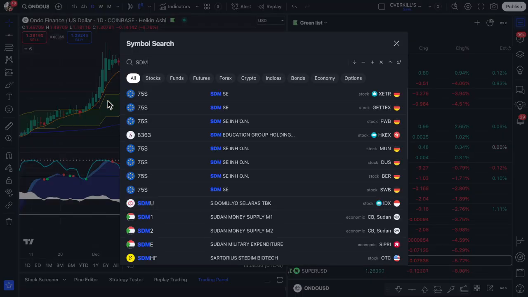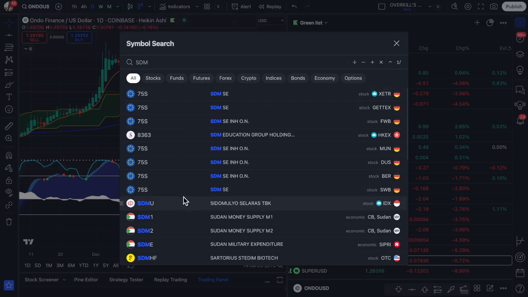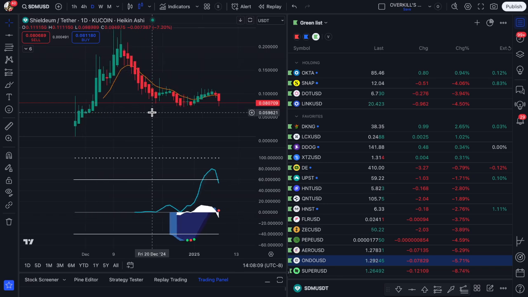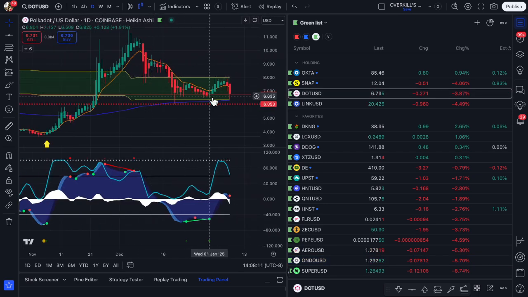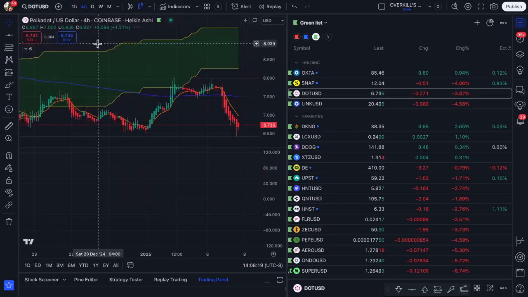SDM, I think we're going to get a pump tomorrow, guys. I think we're going to see a pump. Again, I could be totally wrong, but I think we're going to see some buyers stepping in here. I mean, look at DOT. DOT went all the way down to what? 630 today. It's already had a 5% bounce off the bottom here. Right, it's already had a 5% bounce off the bottom.